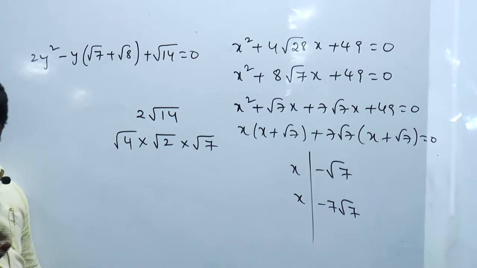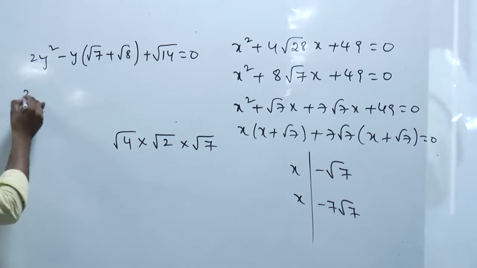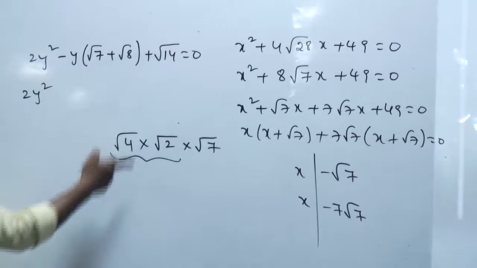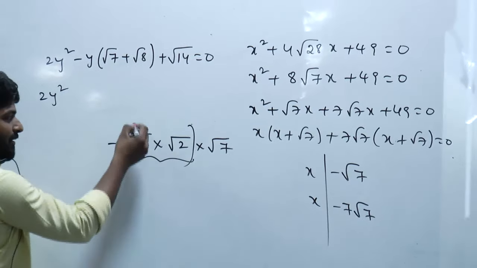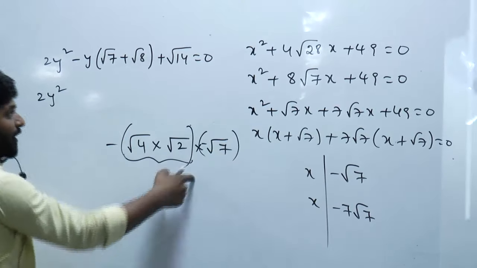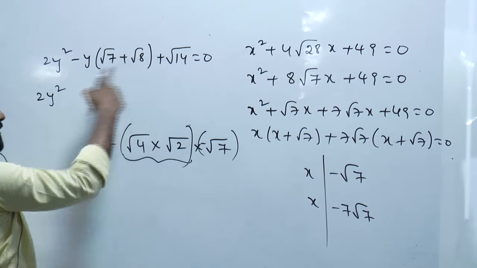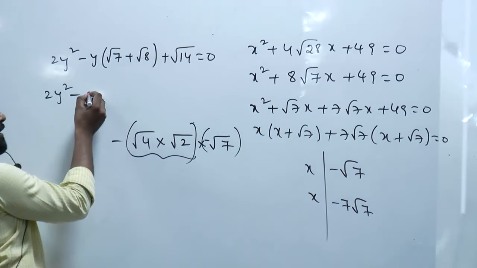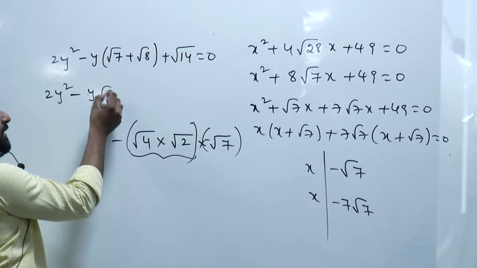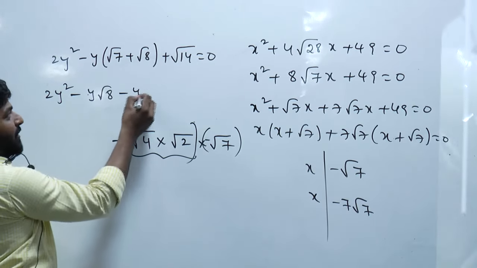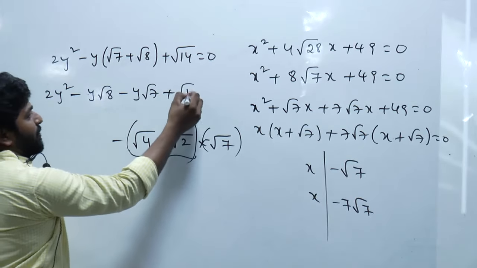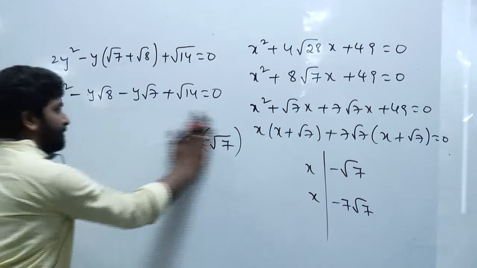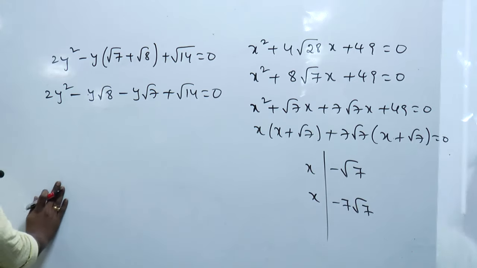Got it? Right. Now 2y square, both negative, minus of this one, minus of this one. Product should become positive number and sum is negative number. So this becomes minus y root 8 minus y root 7 plus root 14 is equal to 0. You understand the combination, right?